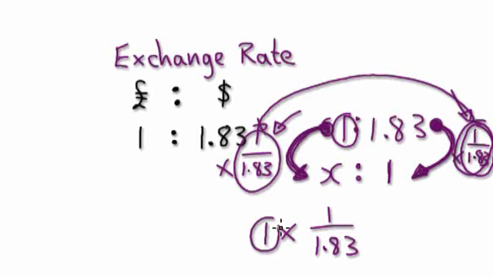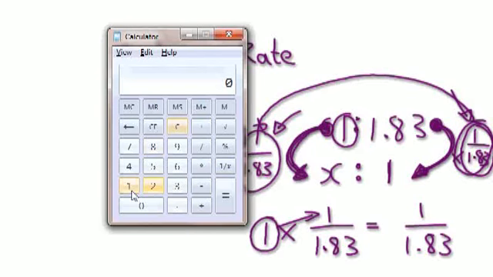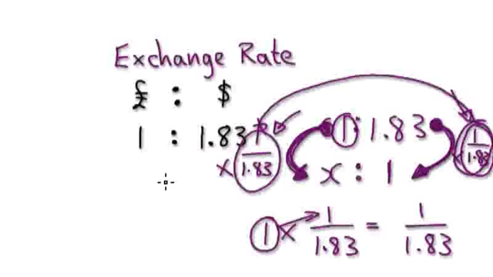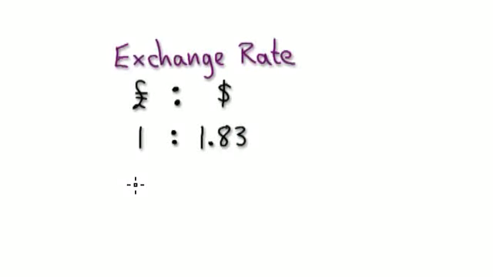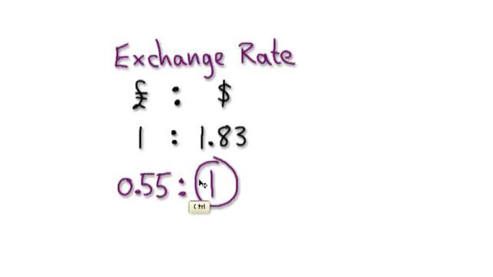Okay. So here a 1, you're multiplying a fraction, so it gets multiplied to the top. 1 times 1 is 1. So this is just 1 over 1.83. So now just get a calculator and get 1 divided by 1.83 equals 0.55. Okay, so $1 here, we'll exchange it for 55 pence.